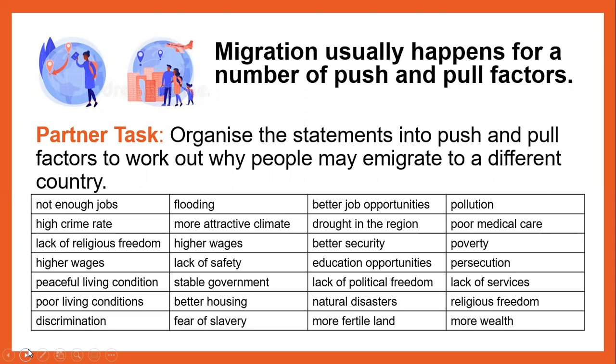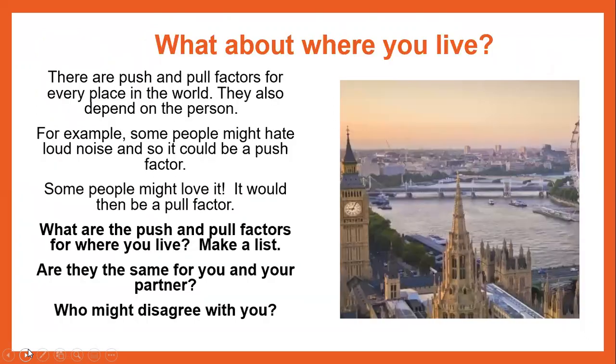Okay, hopefully you've finished now and you've managed to organize those statements into push and pull factors. Let's move on to the next part of the activities. Okay, so what about where we live? We live in Kent, we come to school in Thamesmead, we work in Thamesmead, some of us live in Thamesmead, some people live slightly outside. But I think for argument's sake, we can say we live near the big city of London.